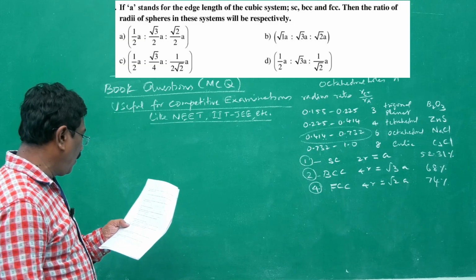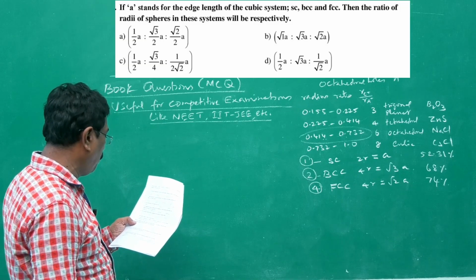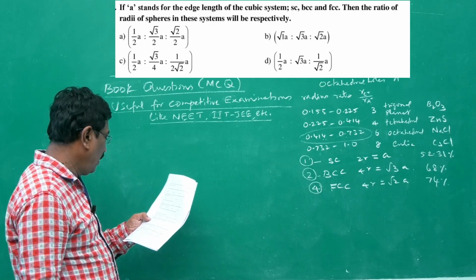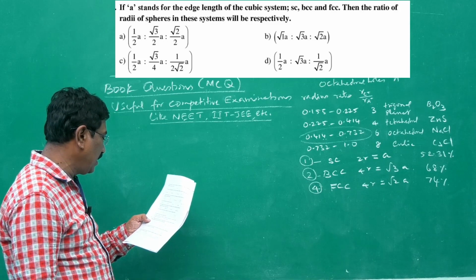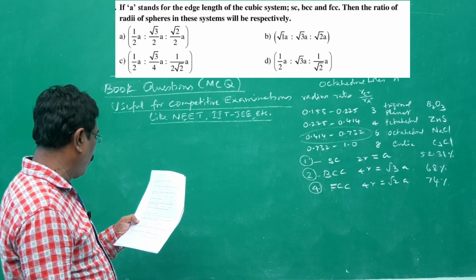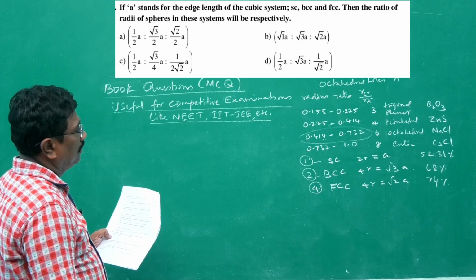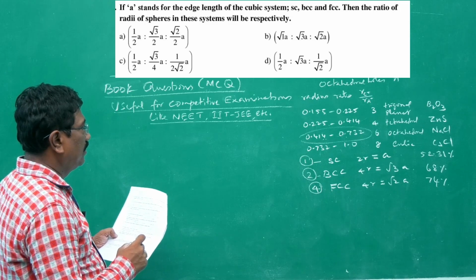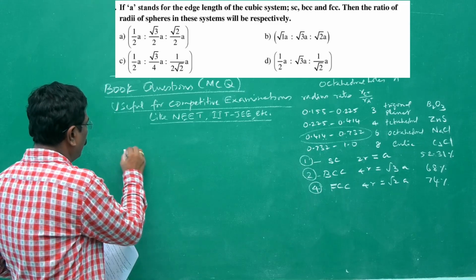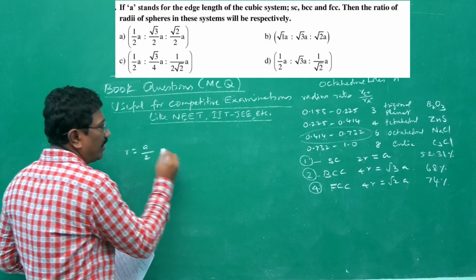If a stands for the edge length of a cubic system, simple cubic, body centered cubic and FCC, then the ratio of radii of spheres in these systems will be? So, the ratio of radii of these spheres. We know that the radius of simple cubic, r is equal to a by 2. That is what I have given here.